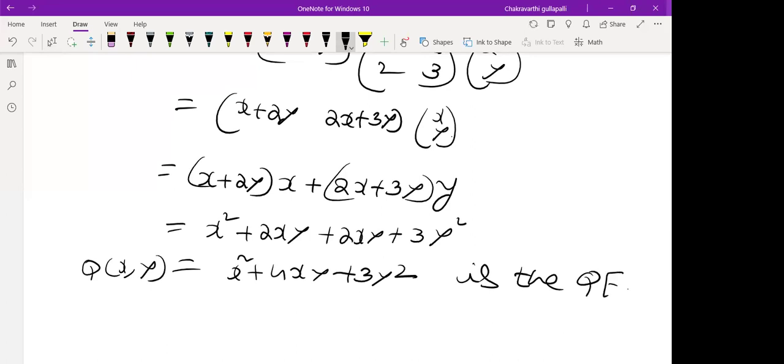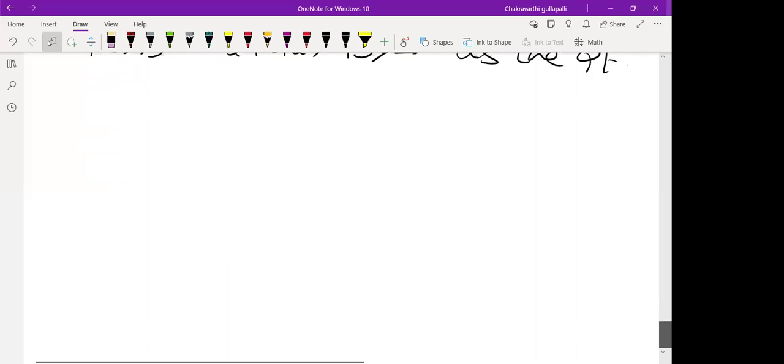So how to get the quadratic form? X transpose A X, where A should be symmetric. Such a symmetric matrix is what is called the matrix of the quadratic form. I'll give you another question. Here, luckily, A is given to be symmetric.